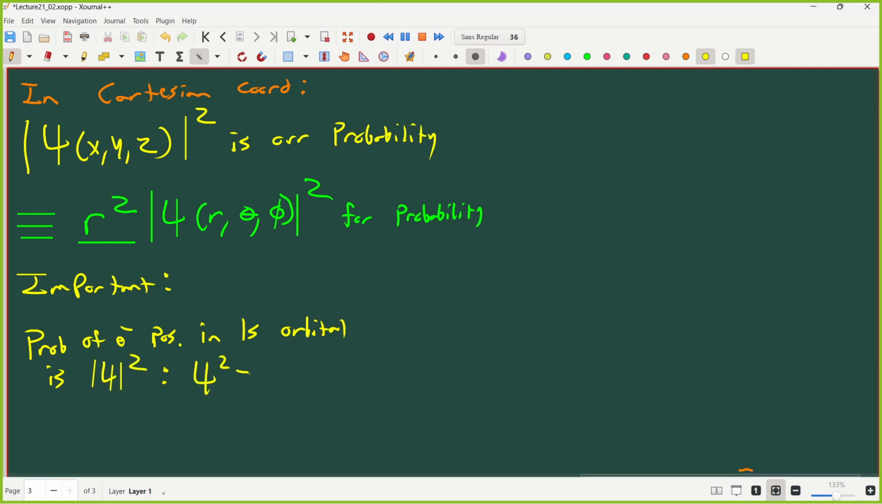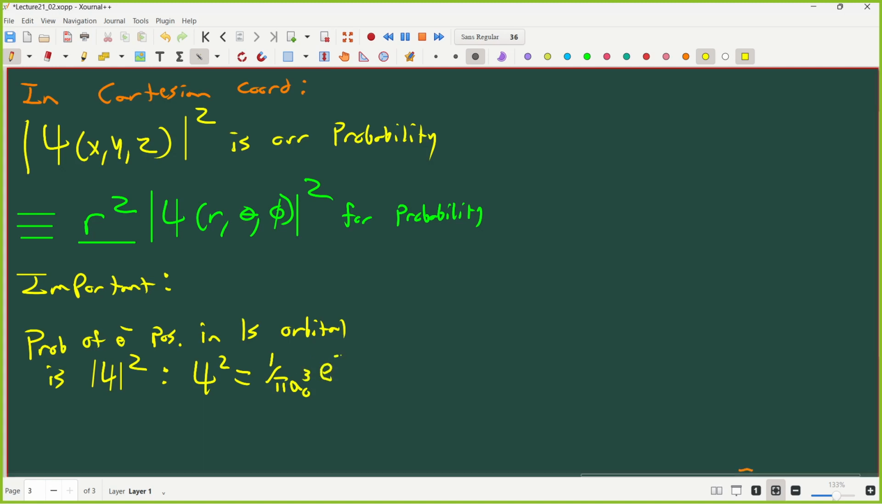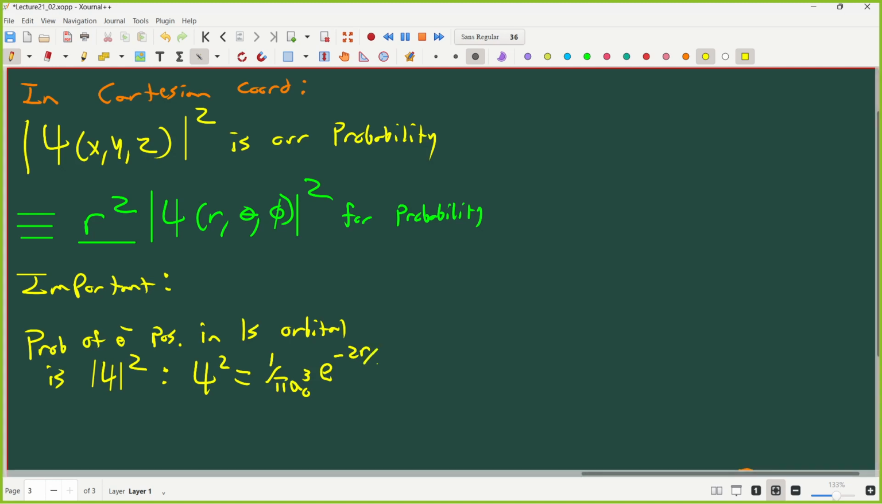Well, psi squared is, I'm just going to quickly write it down. It's proportional to, I'm just going to ignore all the constants. Maybe I'll write them down, actually. Psi squared is 1 over pi a naught cubed, e to the minus 2r over a naught. Okay, so that's psi squared.